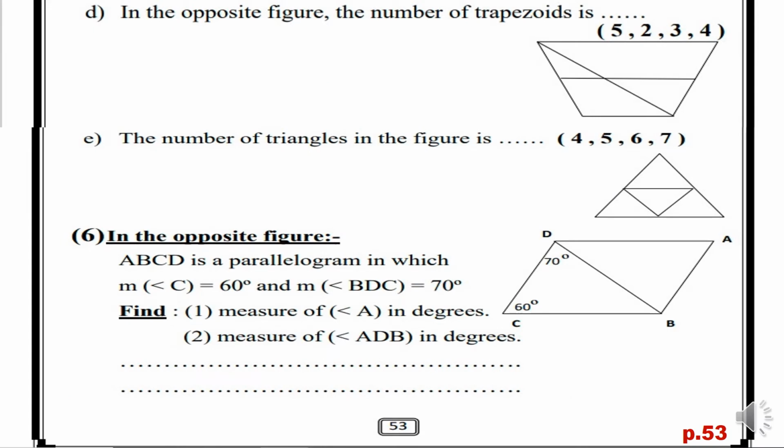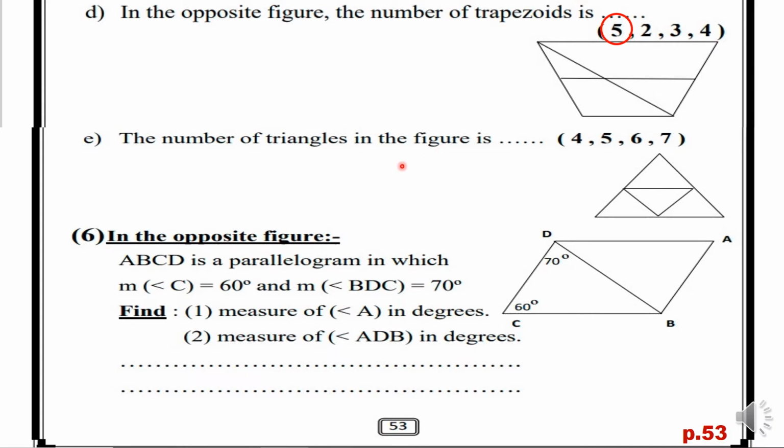Letter D. In the opposite figure, the number of trapezoids is. Let's count how many trapezoids we have here. Okay, I have the first one, the bigger one, 1, and then 2, and then 3, and then 4, and then the last one, 5. So I have 5 trapezoids.